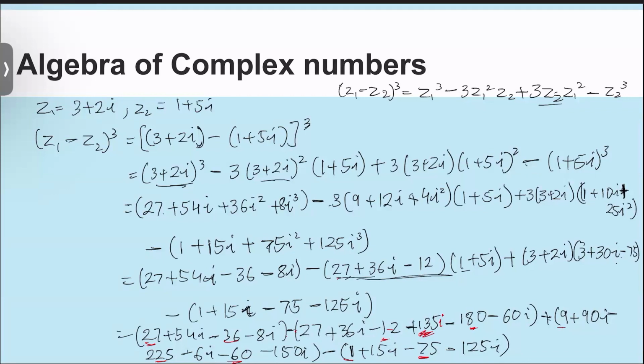Let's cross-check once if all the terms have been taken properly. We have 27 minus 36 minus 27 plus 12 plus 12, then plus 180, plus 9, and minus 225 and minus 60, then minus 1. Yes, so this will be plus 75. So the real part gives us minus 46.